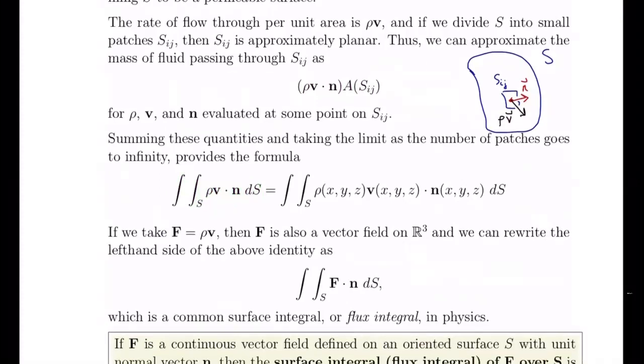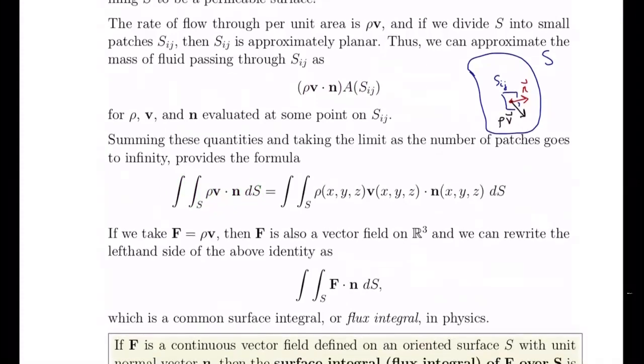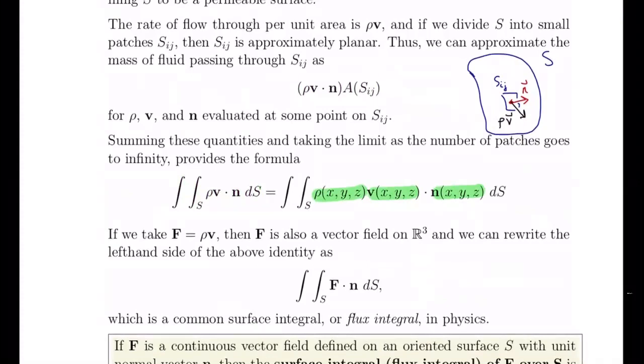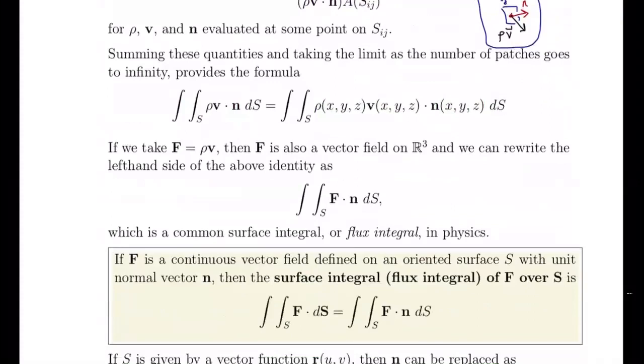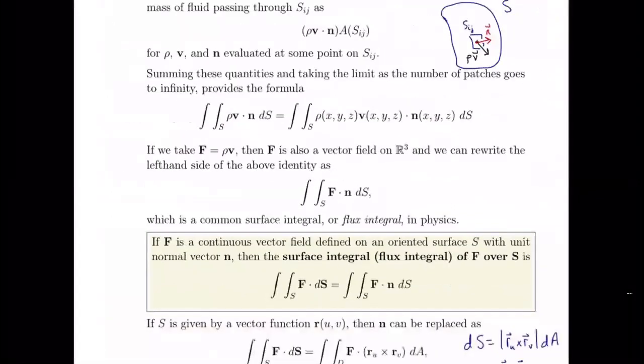And that's going to be, well, rho is a function of x, y, z, v is a function of x, y, z, and so is the normal vector. So we can write that out a little bit better, dot n of x, y, z. So ds, luckily for us in terms of simplifying things, remember that ds is actually ru cross rv dA. And we'll get to that in just a moment. Things will simplify nicely for us.